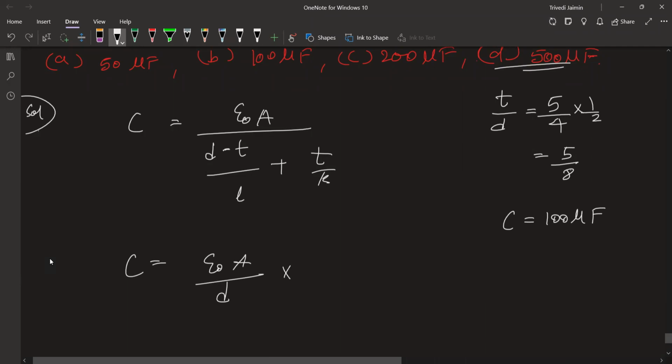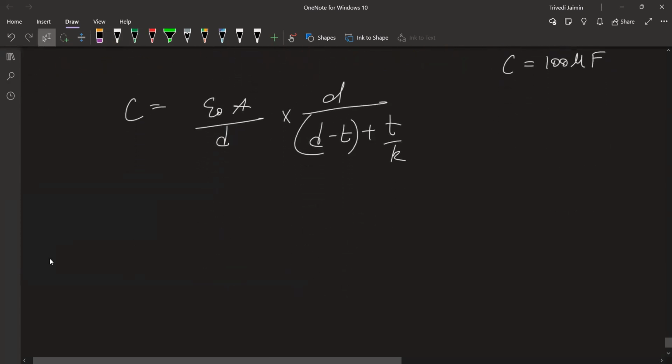D into D by D minus T plus T by K. LCM is correct. D and D will get cancelled. T by D, D by D will be 1. 1 minus 1 by K, right? Yeah, fine.